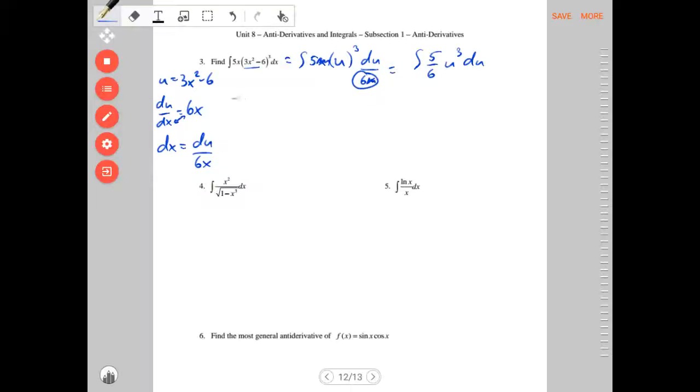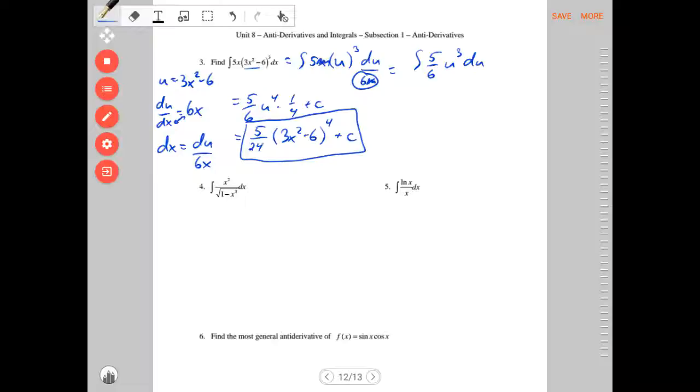Okay, so 5/6 u^4. So raise the exponent by 1, multiply by the reciprocal. Okay, add a constant. So that's going to be 5 over 24 u^4, right, 5 times 1 is 5, 6 times 4 is 24. Well, we can substitute the u function back in, so (3x^2 - 6)^4 + c.